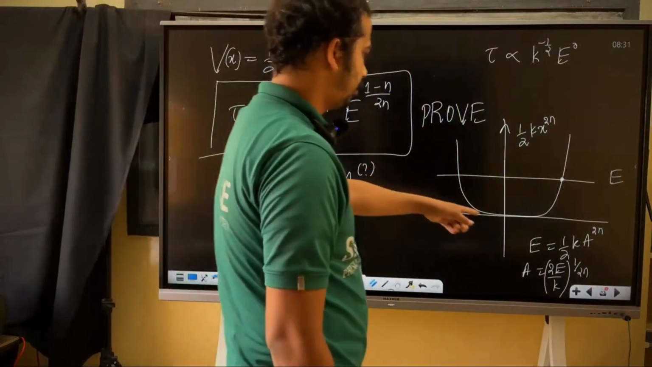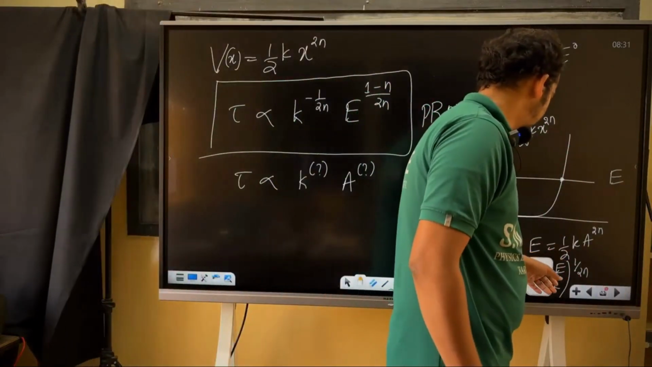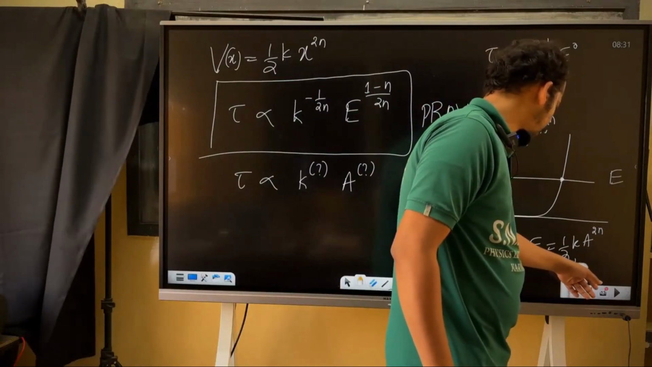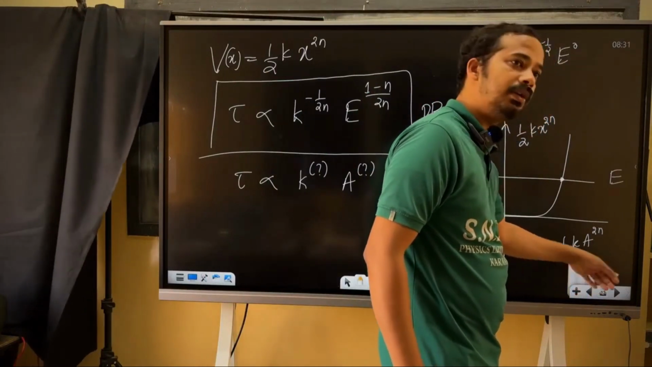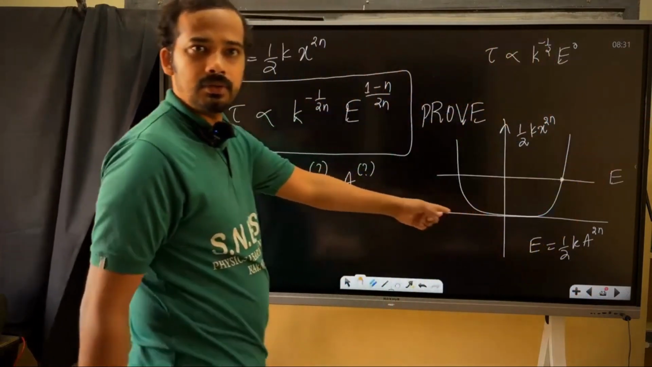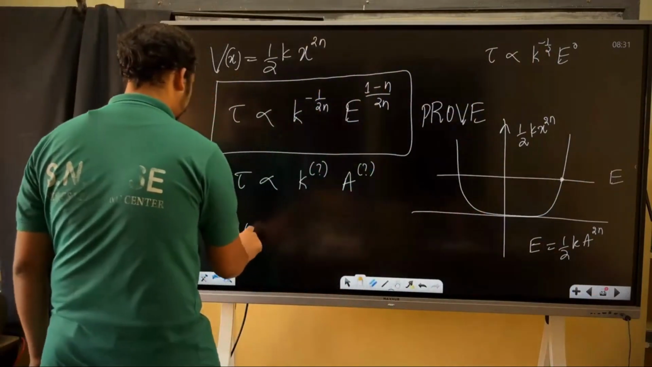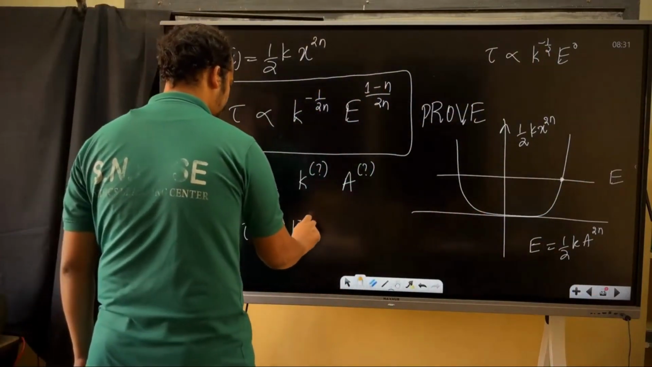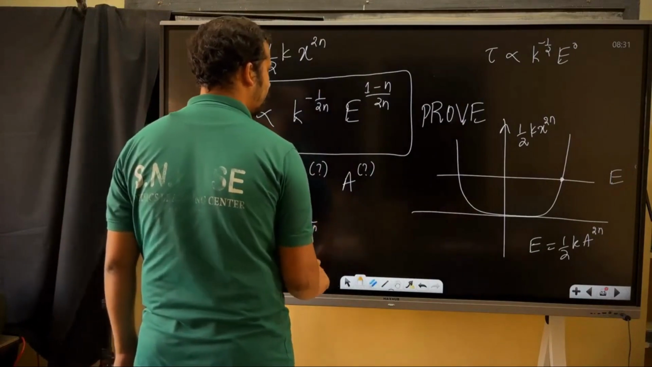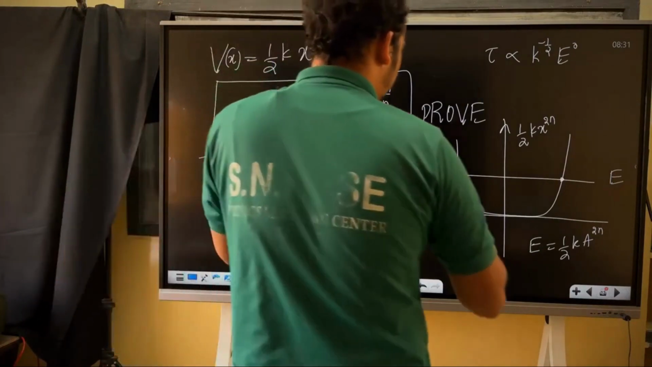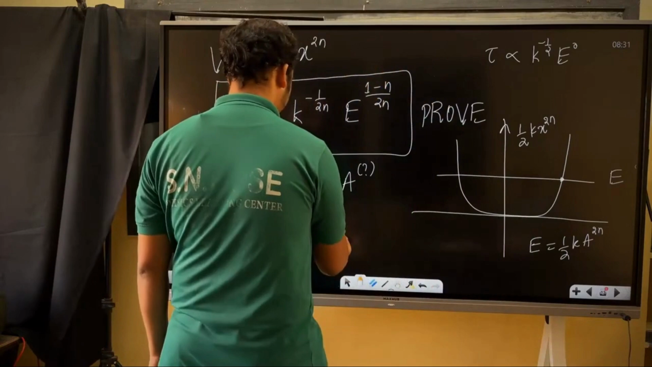No, I need to substitute for energy only. Am I right? I need to substitute for energy. Earlier, I wrote in terms of amplitude, then I converted to energy. Here, I already have it in terms of energy. So that's why tau is proportional to k power minus 1 by 2n. Okay, you should do this kind of small manipulation, kind of reverse engineering.